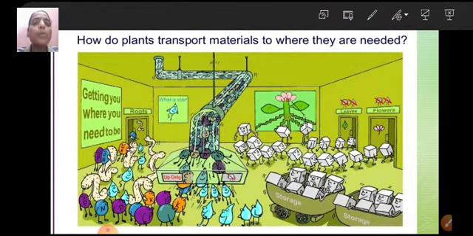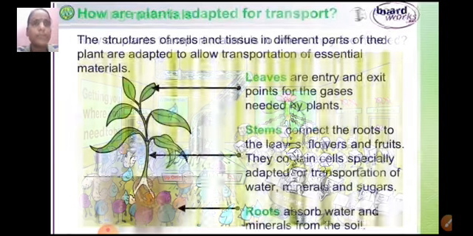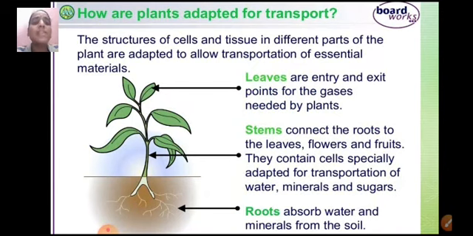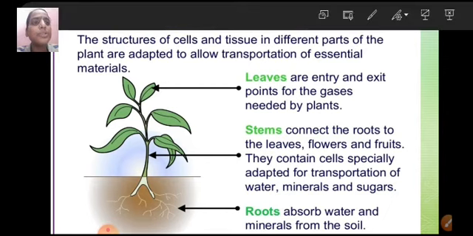Now, how will a plant transport these materials from the part from which they are getting them to the part to which the substances are required? We will now see how the plants are adapted for transport. The structure of cells and tissues in different parts of the plants are adapted to allow transportation of essential materials. Leaves are the entry and exit for the gases that are needed by the plants.